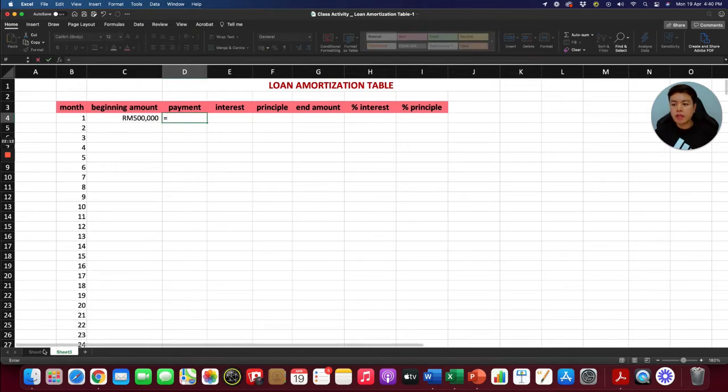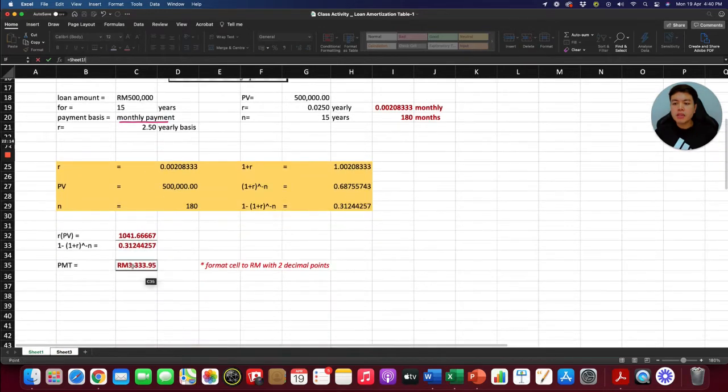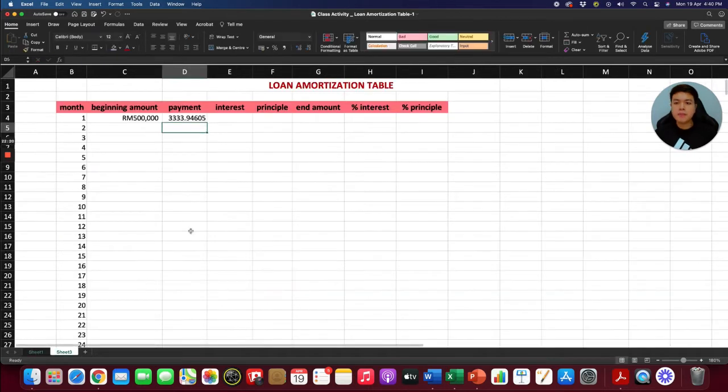Okay, don't forget, go to the previous sheet. Here, 3,333 ringgit 95 cent, and then click enter. There you go, you get the payment amount. And if you guys remember class, for the payment amount here, you want it to be in decimal point, for instance, 2 decimal points.